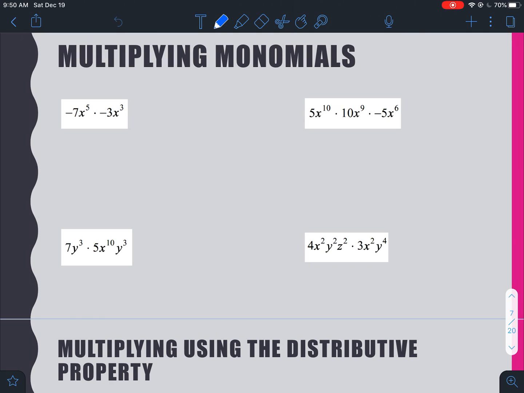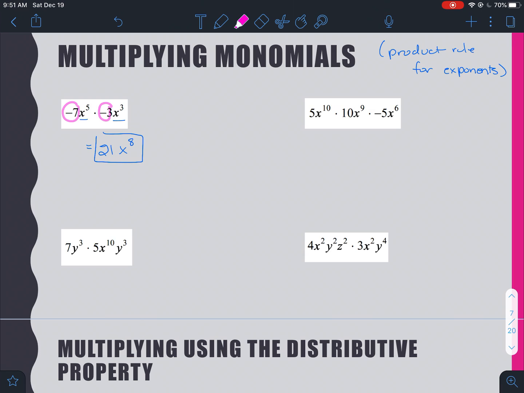So multiplying monomials. This is a review of a couple classes ago. If you want to multiply two monomials together, this is like the product rule for exponents. Remember, if two terms have the same variable and you're multiplying them, you can add the exponents. So if they have the same base, you can add the exponents. If they have coefficients, you just multiply the coefficients. So -7 times -3 is positive 21. And then x to the 5th times x to the 3rd. Remember, if you expanded it out, you would have 5 x's and 3 x's all being multiplied. So you would have x to the 8th, or you can add the exponents.